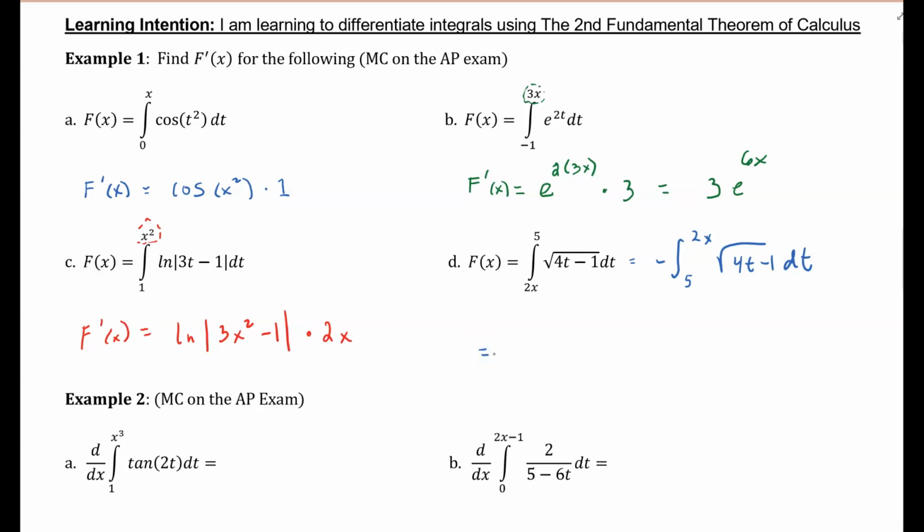All right, so here's the solution. Again, I'm taking the derivative. F prime of x is equal to negative, well, the derivative of the integral. I'm just going to plug in my function: 4 times 2x minus 1, times 2. That's the derivative of your upper limit. And you get negative 2 square root of 8x minus 1. And there it is, your f prime. Pretty easy, right?